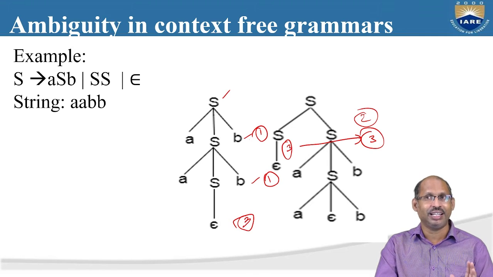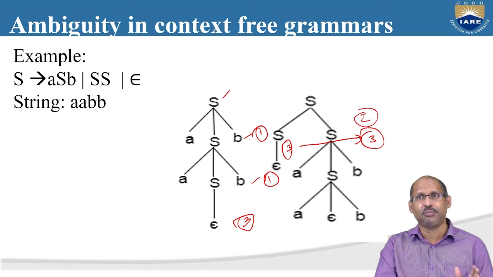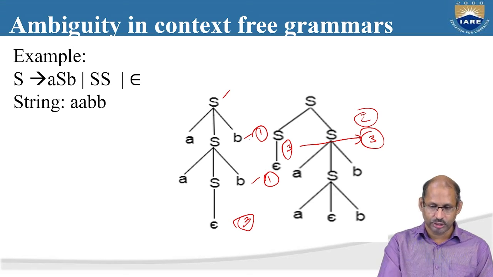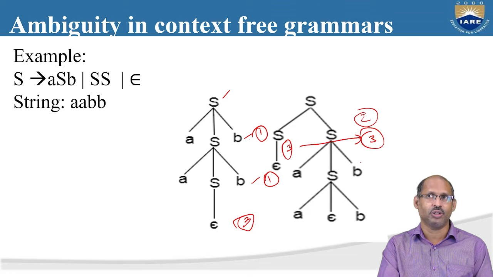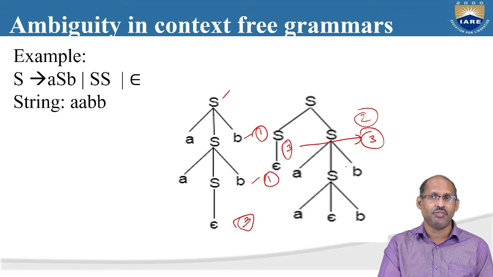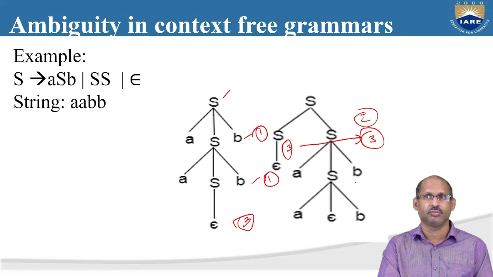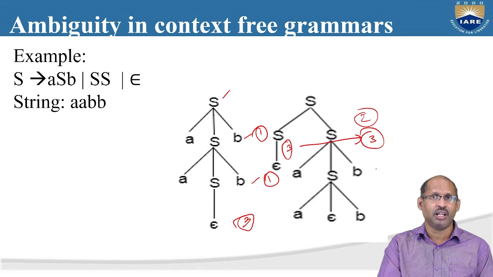We are following leftmost derivation, right? We always replace the leftmost variables. So here first we applied the second production, then we applied the third production, right? So S derives ASB.